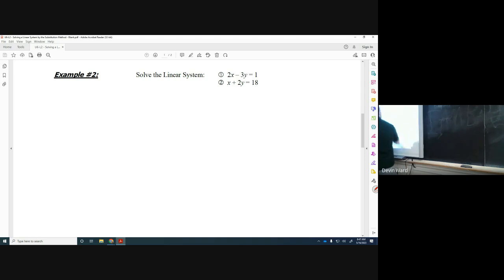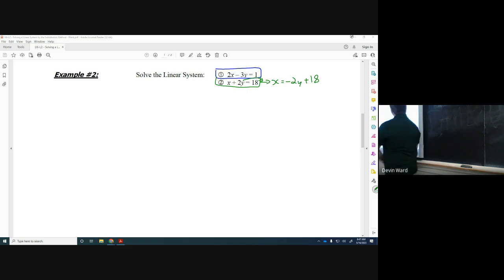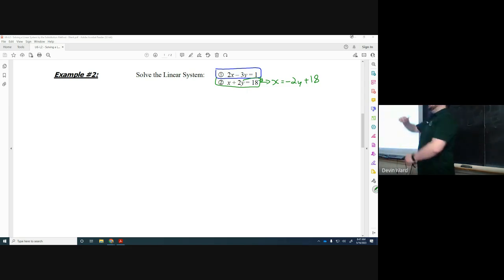Okay, so what we do, this is blue, will be green again. So I'm going to take my 2y and bring it to the right. So x is equal to negative 2y plus 18. Now I have an x that's all by itself. I can substitute in this x into equation number 2.